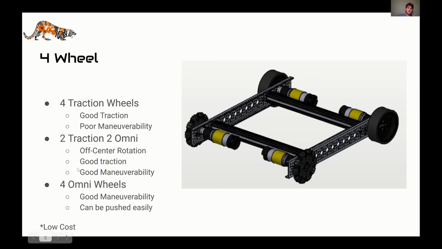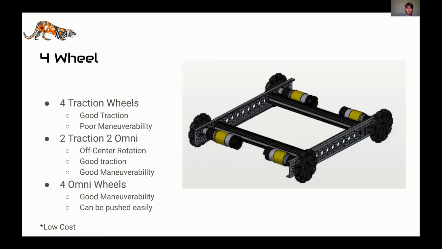On the other side of the spectrum, there is the four omni wheel drivetrain, where your drivetrain consists entirely of those omni wheels. It is very maneuverable. Your center of rotation is directly in the center of your robot, and it has a turning radius right on a dime, but it slides around very easily and can be pushed by just about anything. The good thing about these drivetrains, though, is that they're very low cost. All they take is four motors and four wheels.